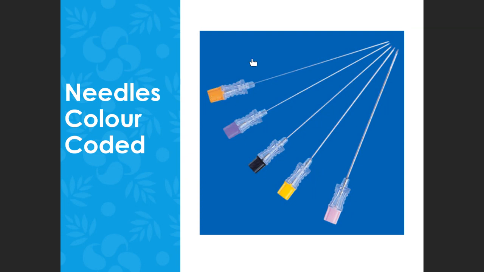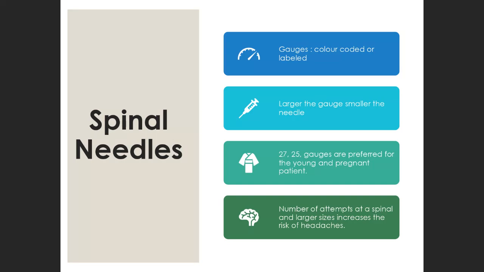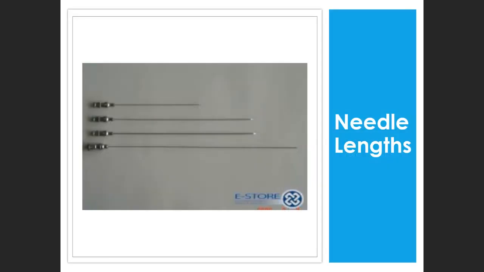All right. You can have 27 gauge as well, and up to 29. The larger the gauge number, the smaller the needle. 27 and 25 gauges are preferred for young pregnant females because they have a higher incidence of post-dural puncture headache. The number of attempts at a spinal and the larger sizes increase the risk of post-dural puncture headache, and you'll learn about that. All right?